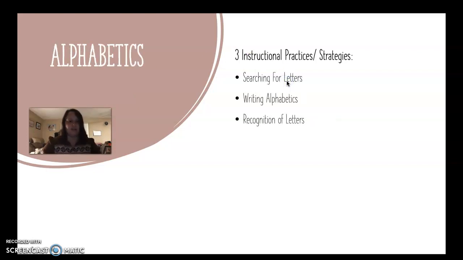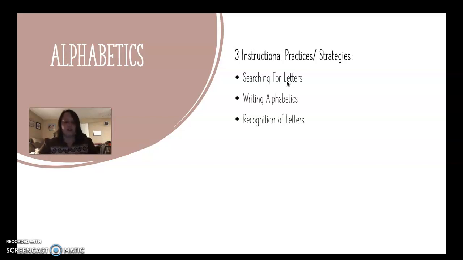The next element is alphabetics. This is the ability to name printed letters and have knowledge of the sounds that are associated with those letters. One teaching method for this element would be searching for the letters. One way I like to do this is with an I Spy game with your kids. I would say something like, I spy the letter B, and the students would use the handouts and materials that I had given them, and they would try to find that letter and point it out to me.